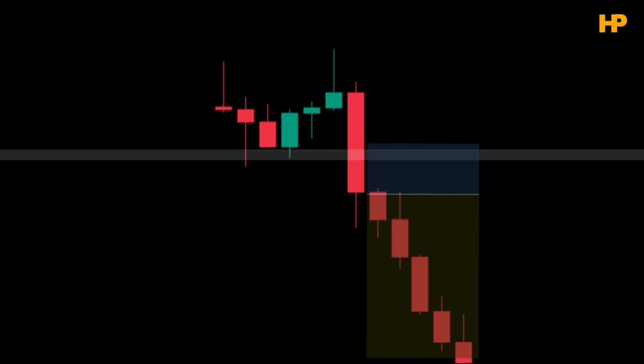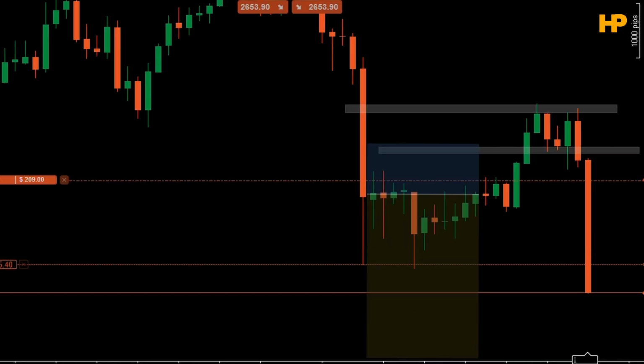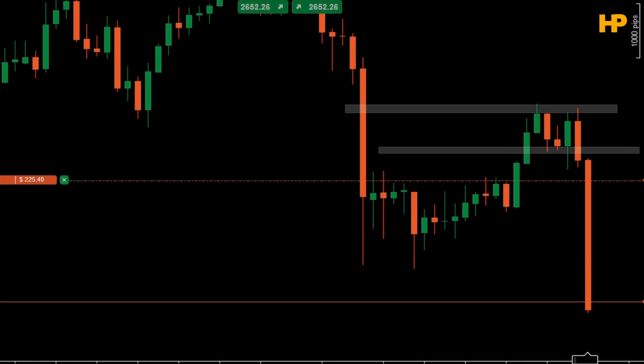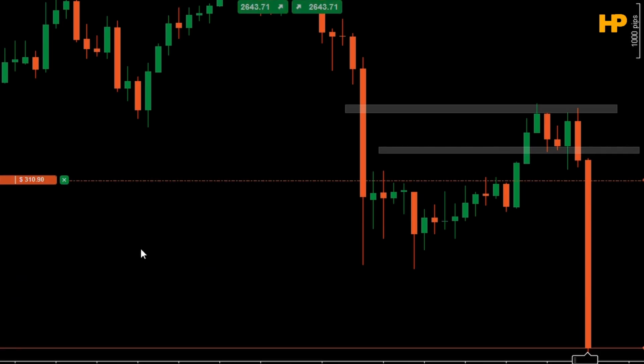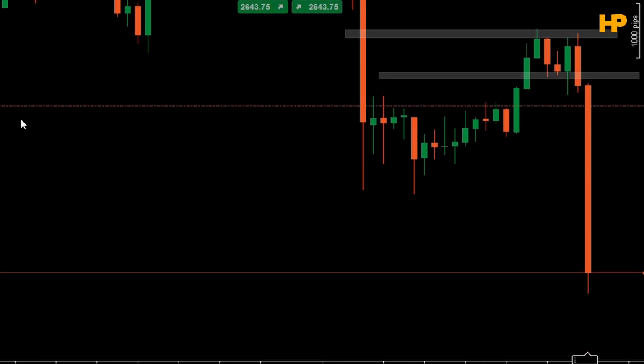These examples show how DBD combines with patterns like head and shoulders, triangles, and breakouts for robust sell trades. Practice identifying these setups on demo accounts to build confidence. That's a wrap on the drop-base-drop strategy.